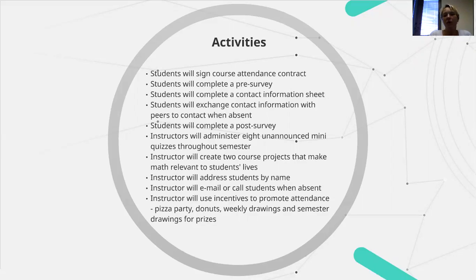The pre-survey that I would like students to complete will give me information about their preferred learning styles, and also their input on what incentives, what strategies will keep them coming to class. I'm going to require that students exchange contact information with 3 or 4 different peers so that they have someone to contact when they are absent, so that they may receive missed material.